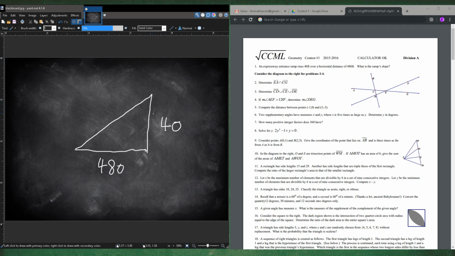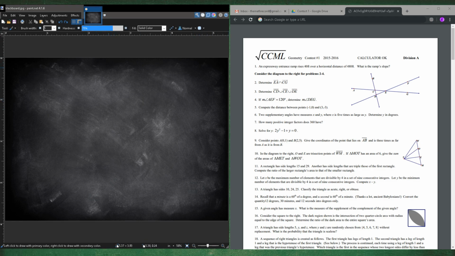So slope is just rise over run. So it'll just be 40 over 480. That'll be 1 over 12. So this would be the answer, just 1 over 12. Pretty simple so far, just a basic slope question.